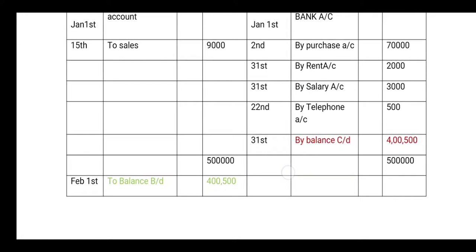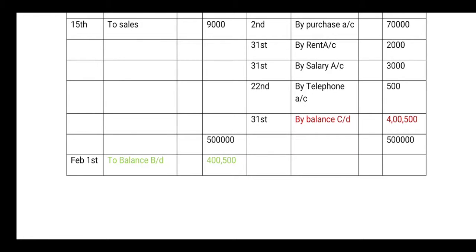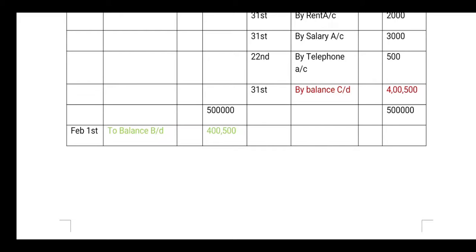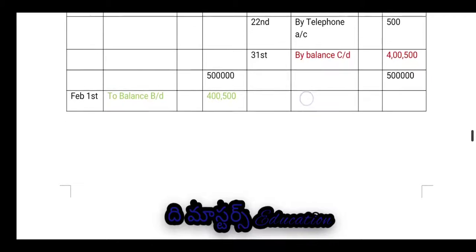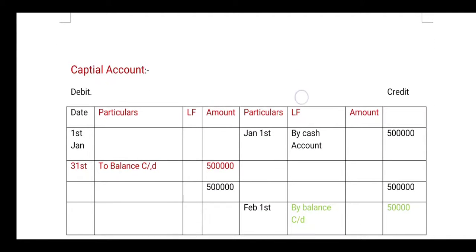Then after all the calculation, we see which one is higher, debit or credit. Here it is 5 lakhs, then the remaining amount is 95,500. The 5 lakhs is more than the 95,500, that's the reason we take it on the credit side. By balance carried down 4,50,000, this amount is transferred to the next month, then on 1st February the 4,50,000 balance brought down. Then we go to another account, the capital account.